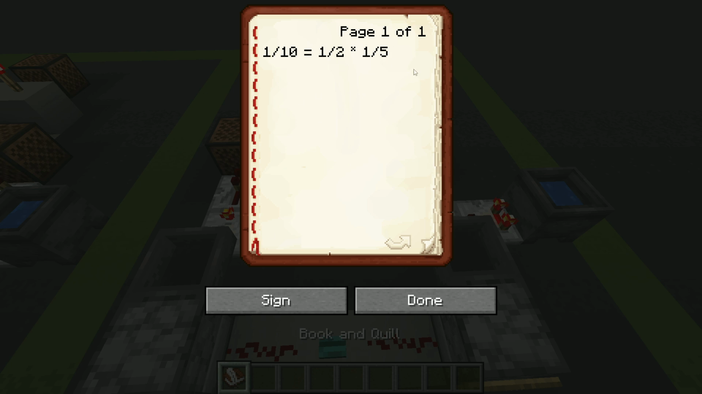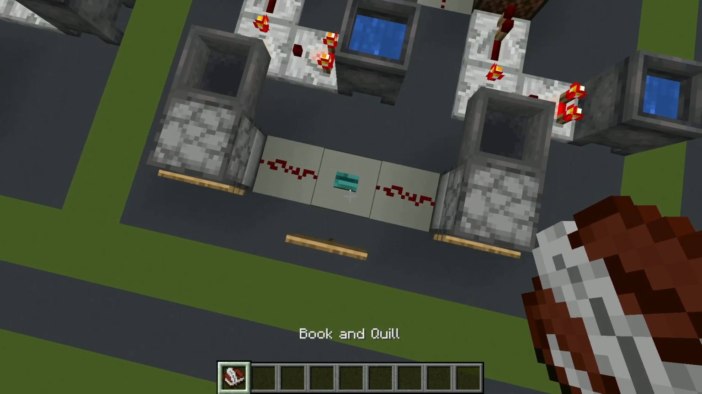So 1 in 10 is a half times a fifth. And how did we multiply two probabilities? Well, that was this occurring and this occurring, right? That's the chance of this occurring and this occurring. So essentially we need to take a randomizer that has a half chance, a randomizer that has a fifth chance, and then use an AND gate on them, right? And essentially the output will only occur if this half chance occurs and this 1/5 chance occurs. So that's exactly what we have here.